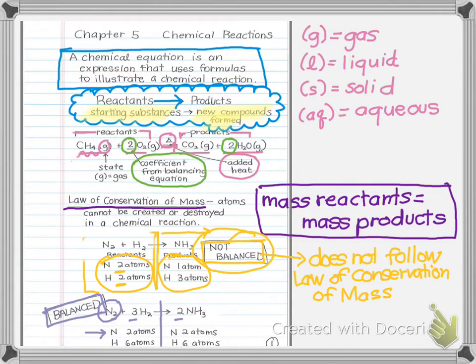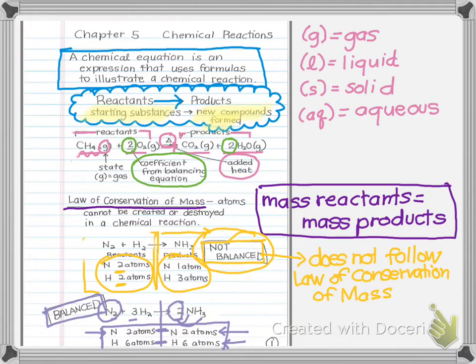I wanted to erase it so we can see it better. Now the second half, the product side, there's a coefficient of 2. So 2 times 1 gives me 2 atoms of nitrogen, and then 2 times 3 gives me 6 atoms of hydrogen. So now comparing, when I count both sides, I see that both sides have 2 atoms of nitrogen, and both sides have 6 atoms of hydrogen.